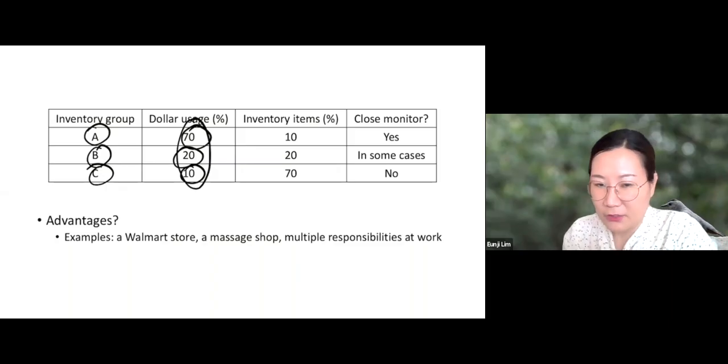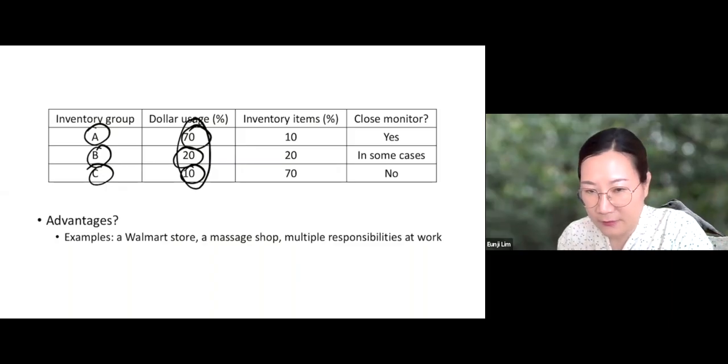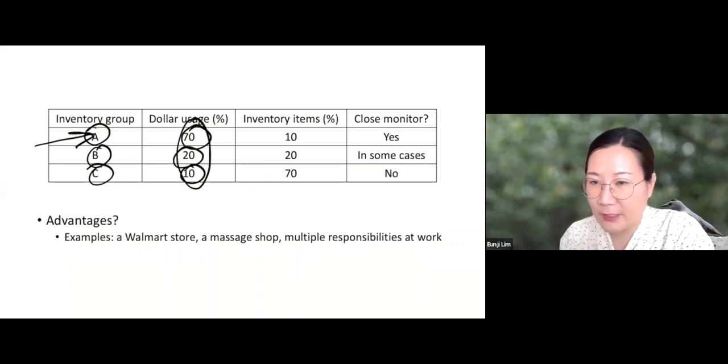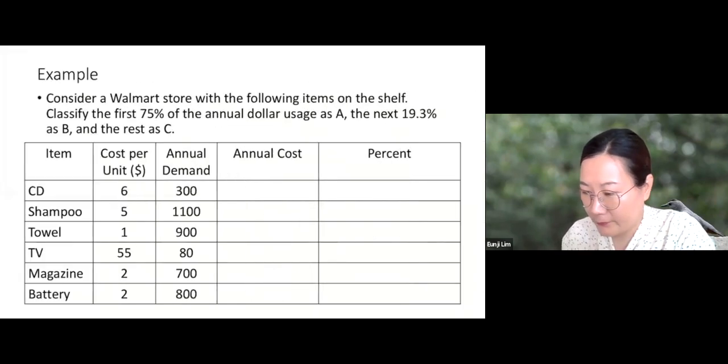Now, what's the advantage of using ABC analysis? Let's say you are running a Walmart store and you have thousands of items on the shelf, and you don't have the time to monitor all the items closely. And by focusing on the A items, we can use your time more efficiently.